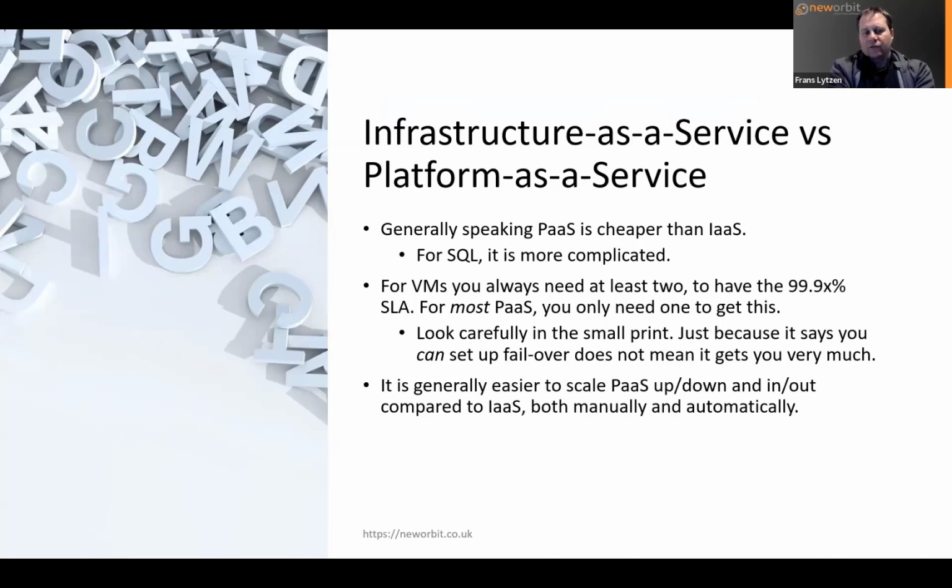But one of the real reasons why it's a lot cheaper is that with VMs, you have to make sure you have at least 2 to get the SLA from Microsoft. If you spin up a single VM, there's effectively no SLA. Whereas with PaaS, in most cases, you only need 1 instance. But you've got to read the small print to find out, because Microsoft likes to tell you about all your failovers.